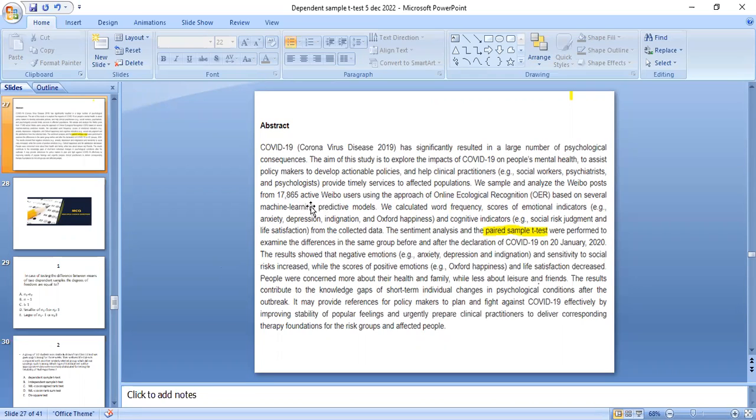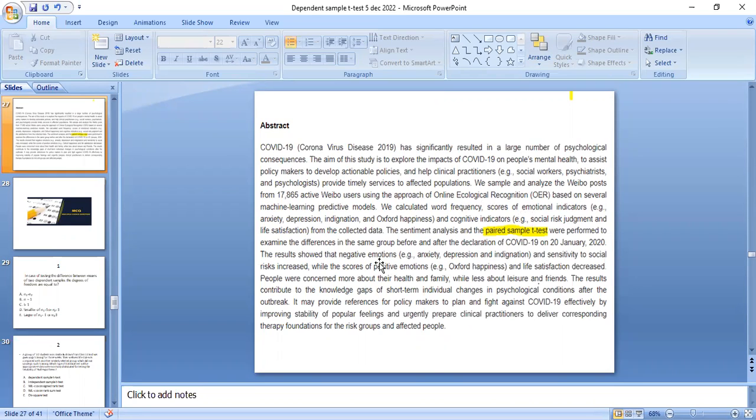Based on several machine learning predictive models, we calculated word frequency scores of emotional indicators, for example, anxiety, depression, indignation, and happiness, and cognitive indicators that are social risk judgment and life satisfaction from the collected data. The sentiment analysis and the paired sample t-test were compared to examine the difference in the same group before and after the declaration of the COVID-19 on 20 January 2020.